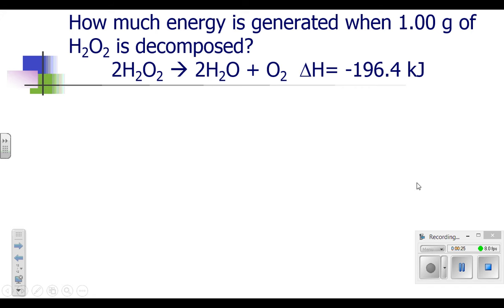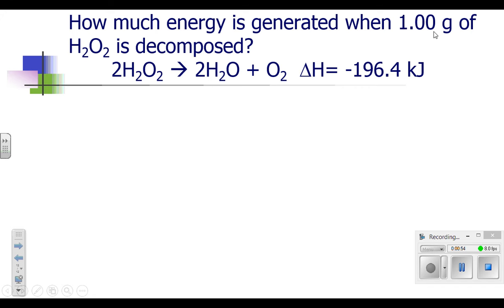And that means that when we have this balanced equation, this is how much energy we get. So for every 2 moles of hydrogen peroxide that decomposes, we get this much energy. For every 2 moles of water produced, we get this much energy. For every 1 mole of oxygen produced, we get this much energy. So we can use that mole relationship to solve for how much energy is generated if we have only 1 gram of hydrogen peroxide.